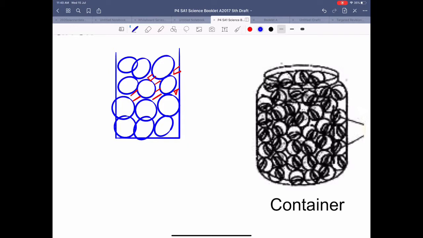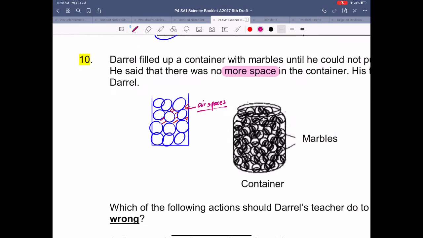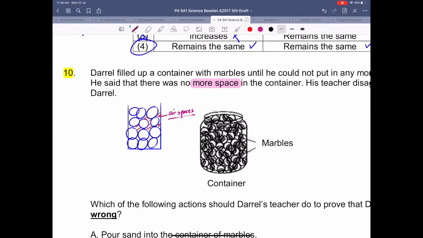Now this something over here is your air spaces. So this is where students tend to get confused. You say it's empty, but actually it's not empty because it's occupied by air. You understand what I'm saying? Air is matter, right? It's occupying these spaces. So technically, Darryl is correct. But in this case, they said that he is wrong and the teacher is correct.